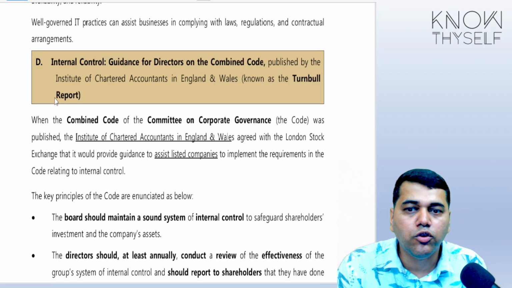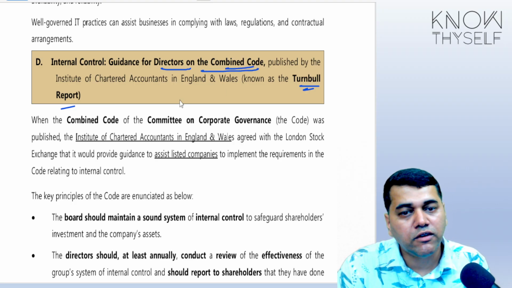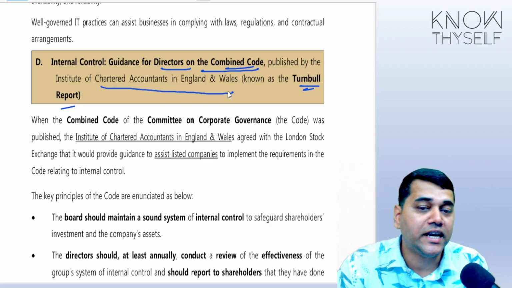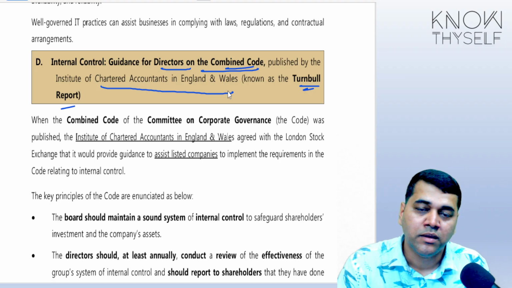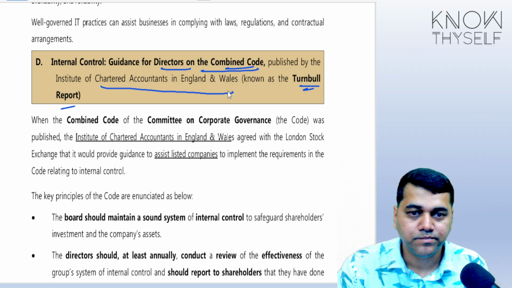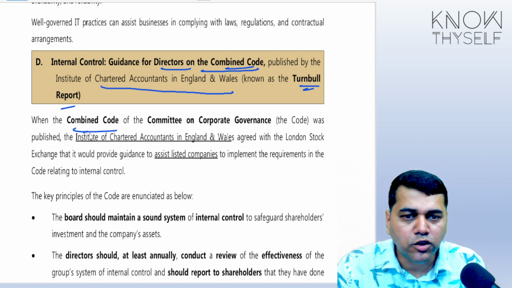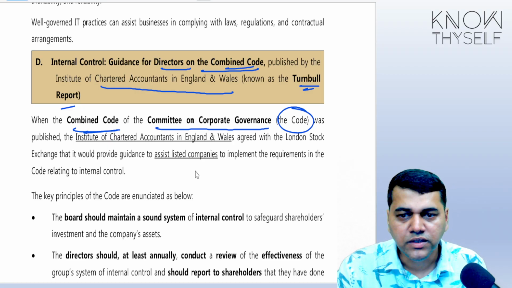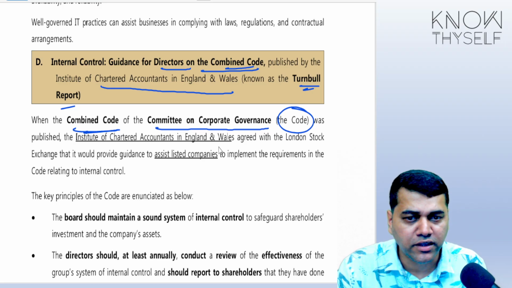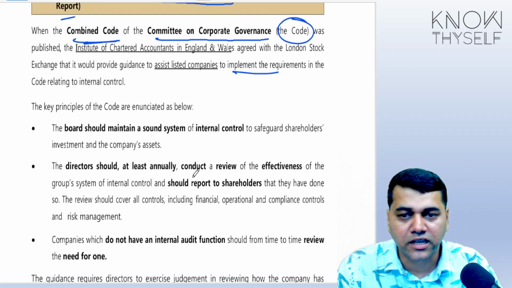Okay. Next, we will go to something called the Turnbull Report. Internal Control: Guidance for Directors on the Combined Code. Who developed it? The Institute of Chartered Accountants in England and Wales. Imagine, we would have learned this internationally, but ours is only the national one. Which one? That guidance note. Anyhow, when the Combined Code of the Committee on Corporate Governance, which is called the code, was published, the Institute of England and Wales helped assist the companies to implement the internal control requirements.